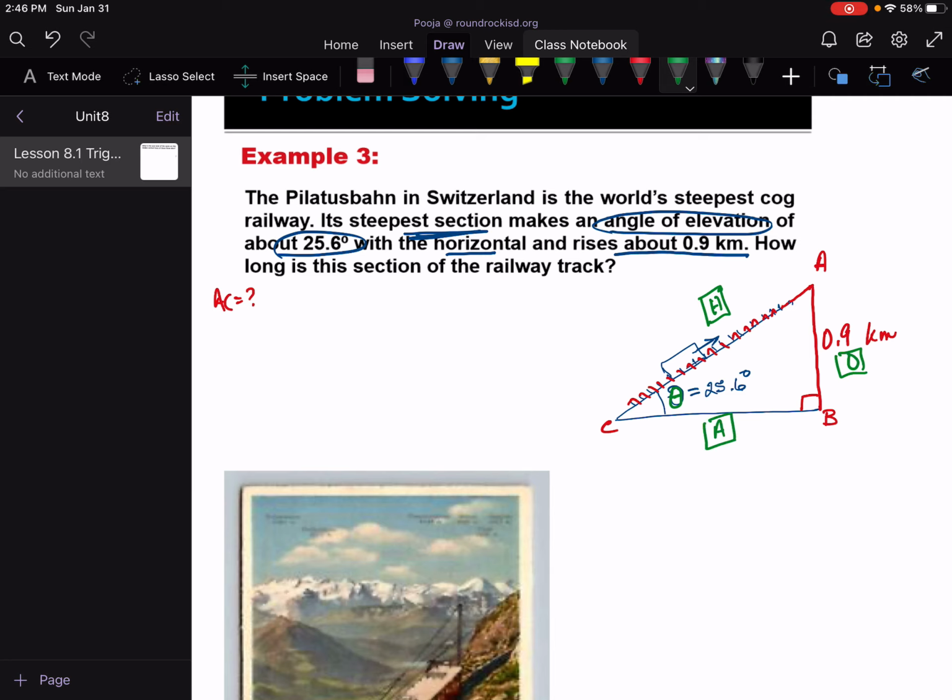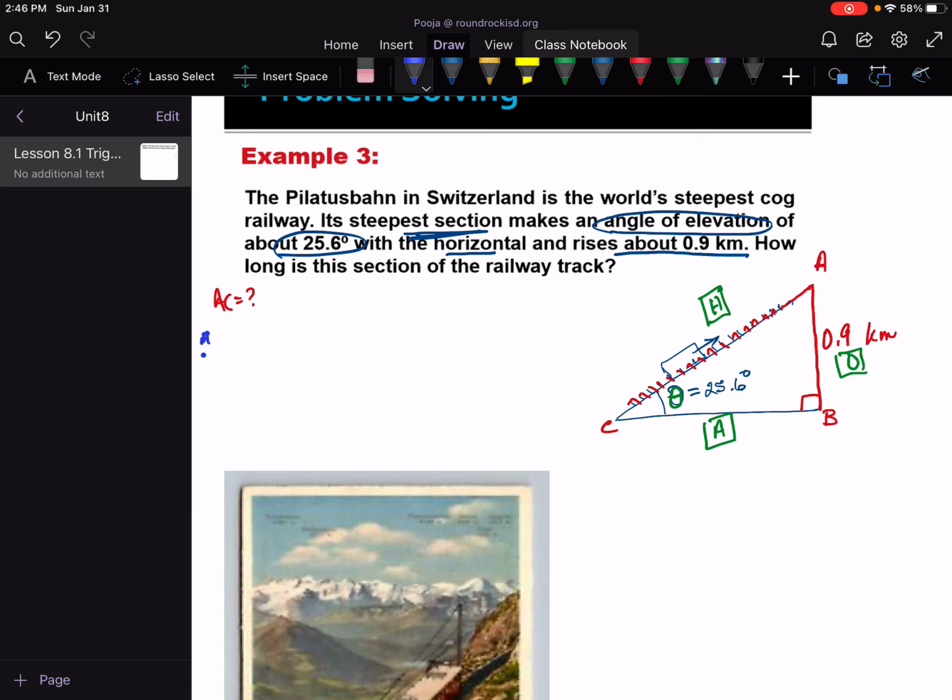Is the Pythagorean theorem of any use here? No, because only one side is given. Two are unknown, so I can't use the Pythagorean theorem. Hence, I'm going to use one of the trig functions. Then comes the question, which one do I use: sine, cosine, or tangent? Again, based on how I had told you.